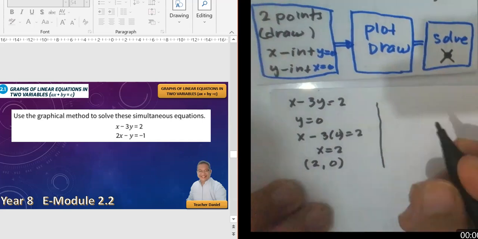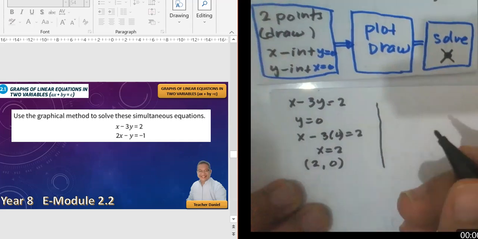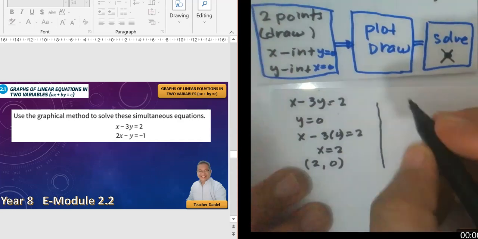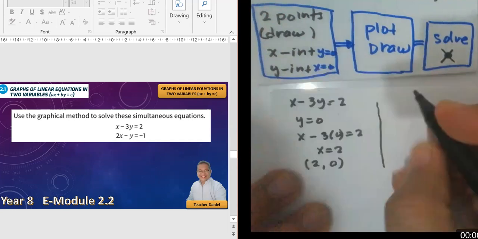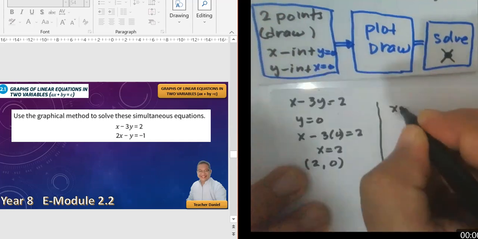Right? So you let x equal to 0. So the y-intercept, that is the x-intercept. Now we're looking for the y-intercept. So let x be equal to 0.